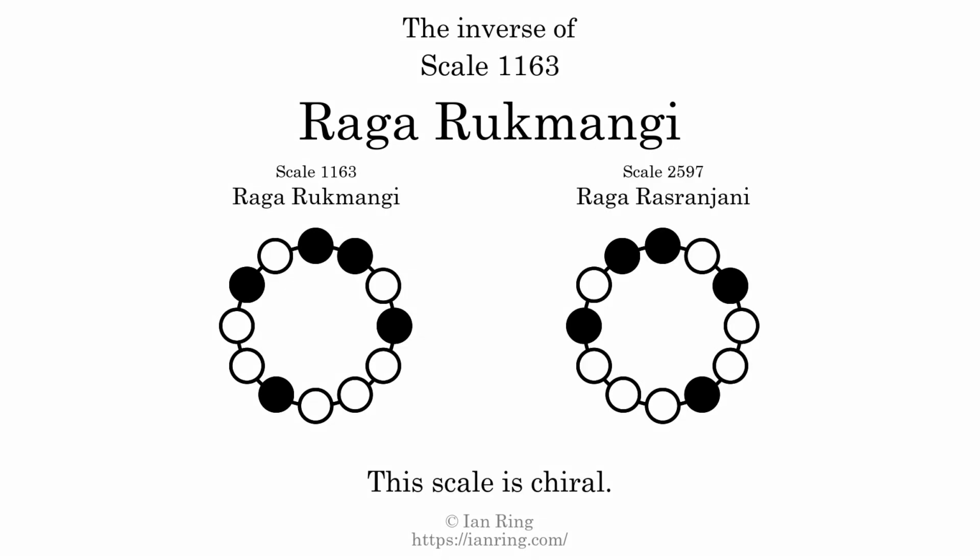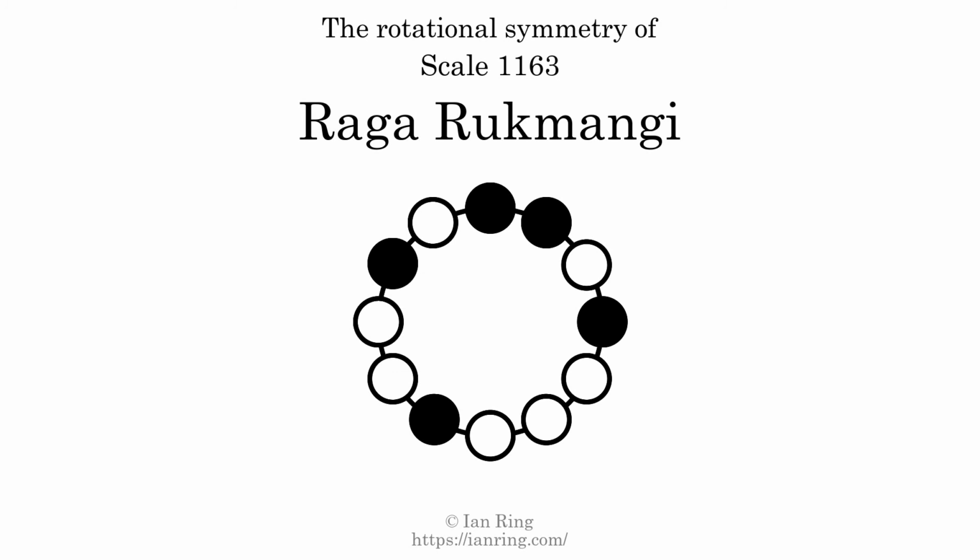The inverse of a scale is a mirror image. It is what you get when the sequence of intervals is reversed. The inverse of this scale is scale 2597, also known as Raga Azranjani. This scale is chiral. It cannot transform into its inverse by rotational transformation. This scale has no rotational symmetry.